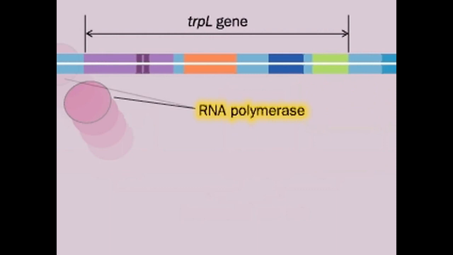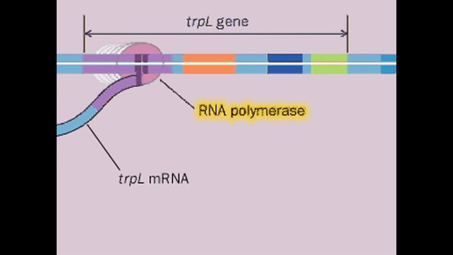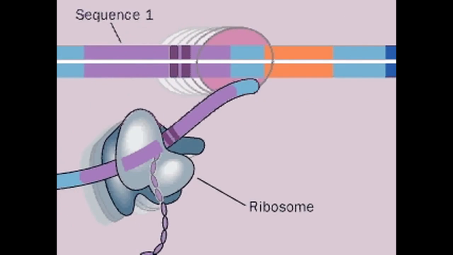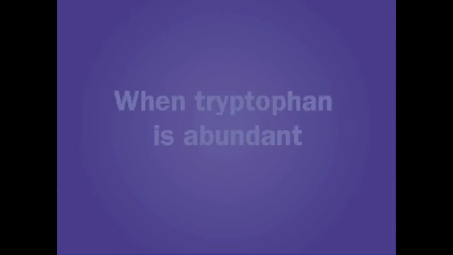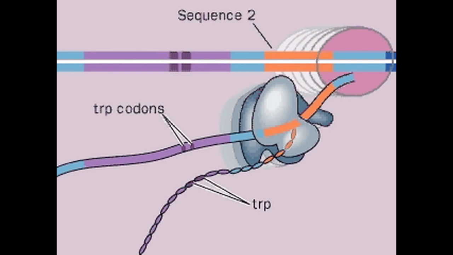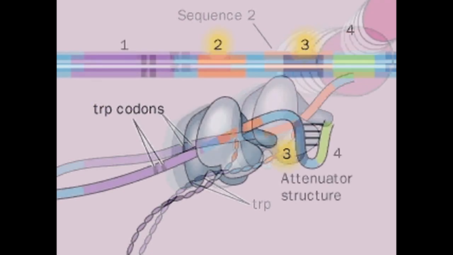RNA polymerase binds to the promoter sequence and starts to transcribe the trp leader sequence. As soon as a small section of mRNA is transcribed, ribosomes begin to translate it. Recall that sequence 1 codes for 2 tryptophans. When tryptophan is abundant, there are lots of trp-charged tRNAs, and the ribosome quickly moves through this section of mRNA and covers part of sequence 2, preventing or disrupting any base pairs between region 2 and region 3.